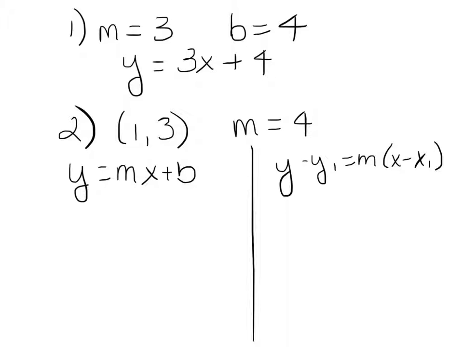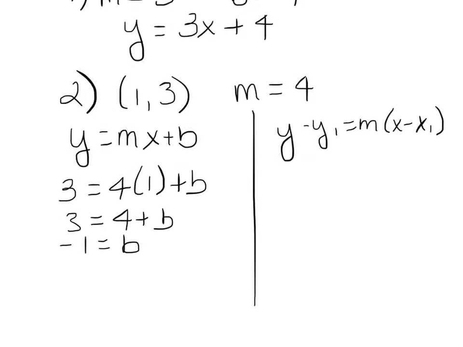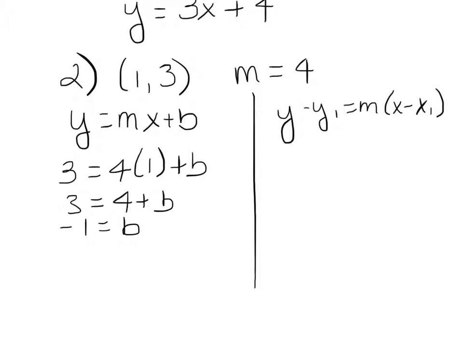So if we look at the y equals mx plus b form, we would simply plug in: 3 equals 4 times 1 plus b. So 3 equals 4 plus b, so b is going to equal negative 1. And then we would rewrite our equation. So y equals 4x minus 1.